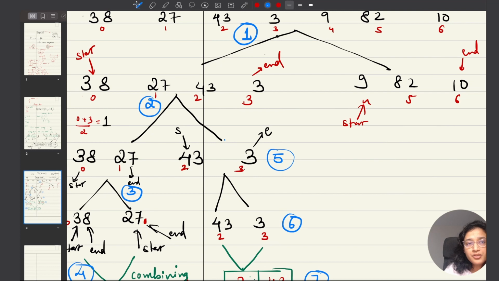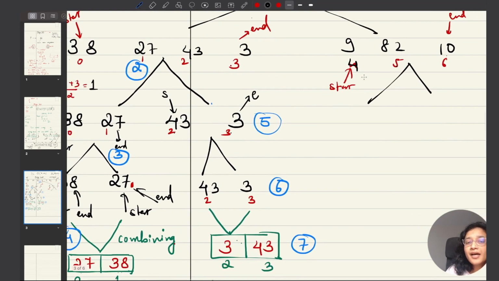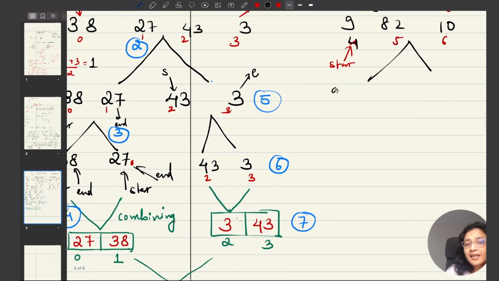So let's take a different color for division. From this is your start and this is your end. So between 4 and 6 you have 10 by 2. So mid is basically 5. So I'm going to divide in this fashion, right? So I'm going to have here, let me take it here, 9 and 82, right? And 10 will be here.